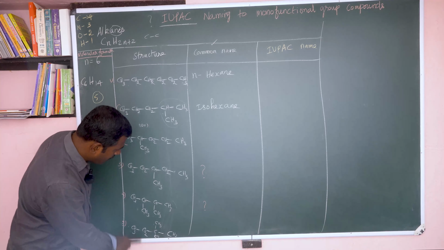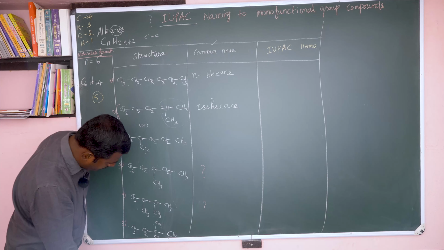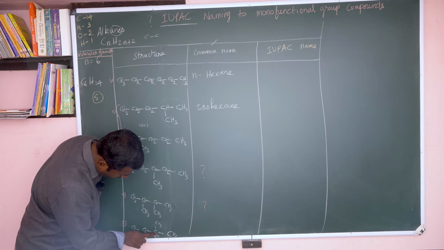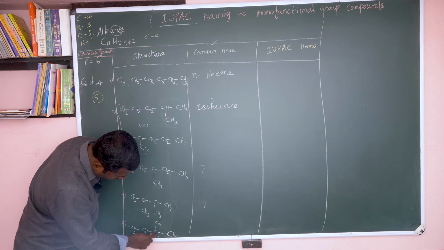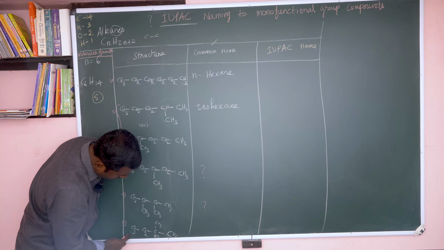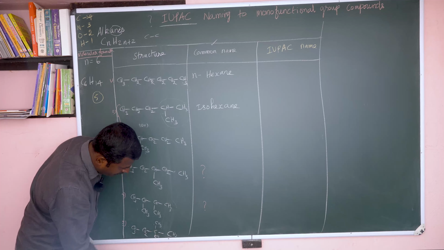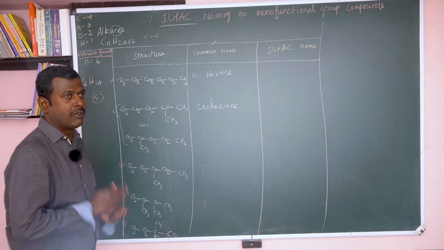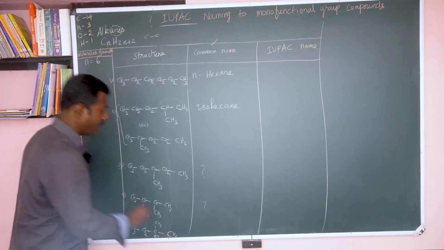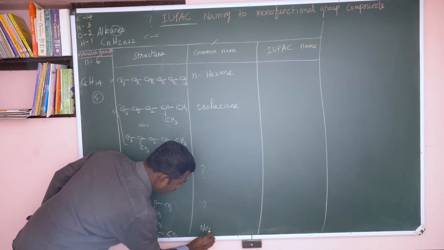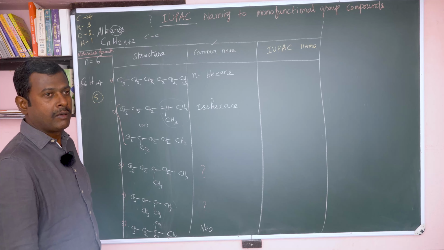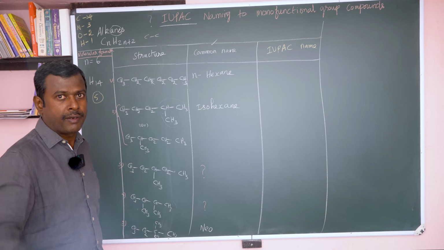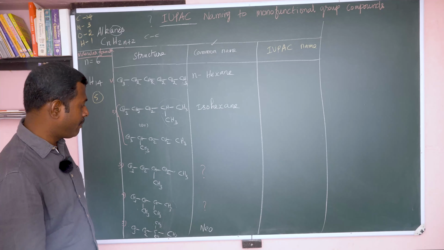What about the last compound? This carbon has 4 bonds around it, and these 4 bonds are attached to alkyl groups. If one carbon is attached with 4 alkyl groups, then the name will be neo. Already we have seen this word neo in neopentane. One carbon surrounded by 4 methyl groups is called neopentane.